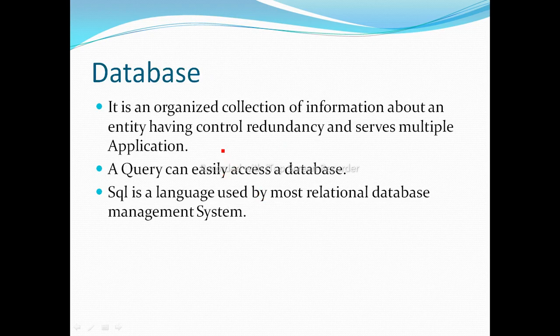What is a database? It is an organized collection of information about an entity, having controlled redundancy and serving multiple applications. It means it is an organized collection of information. For example, I have a class, say class 6A or 6B, and I take attendance for the entire class, and the names are arranged in alphabetical, ascending order, from A to Z. When I organize the database of my class, the data will be organized in the form of rows and columns.